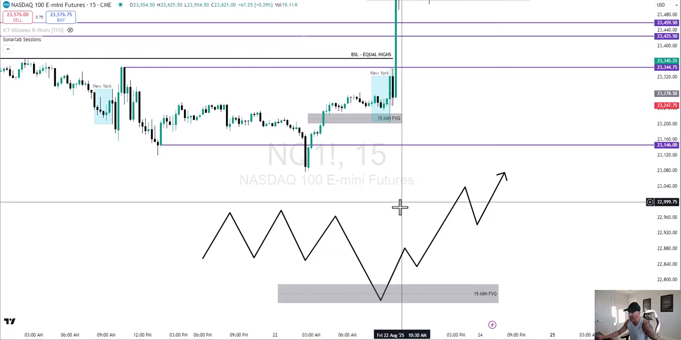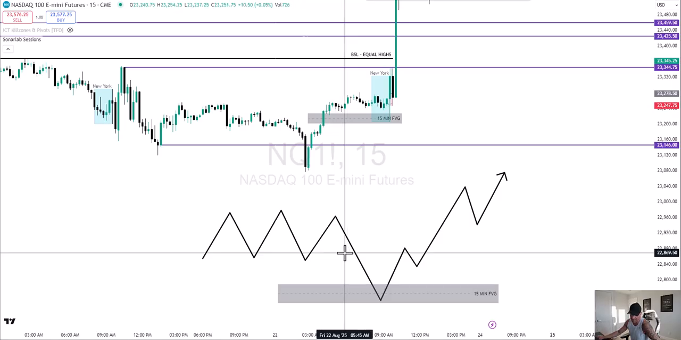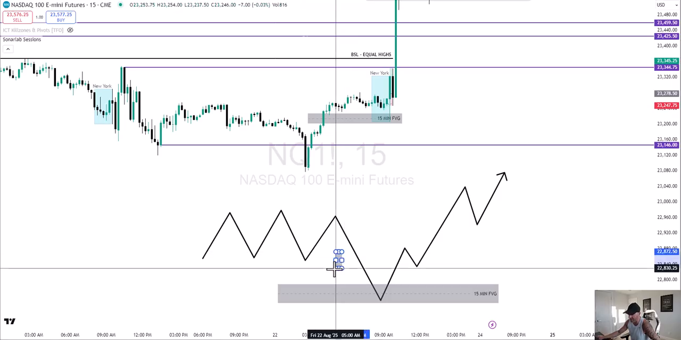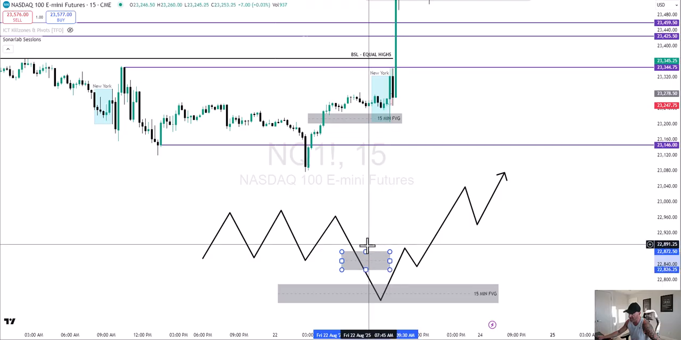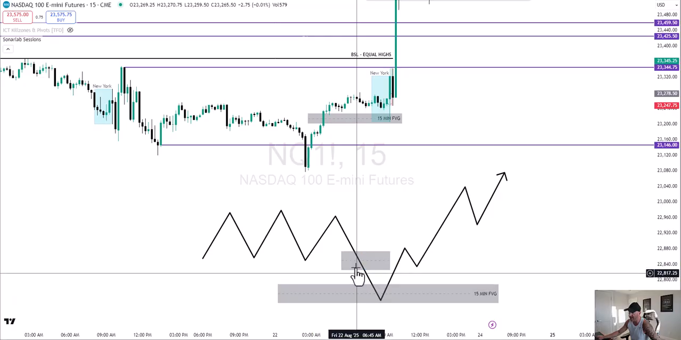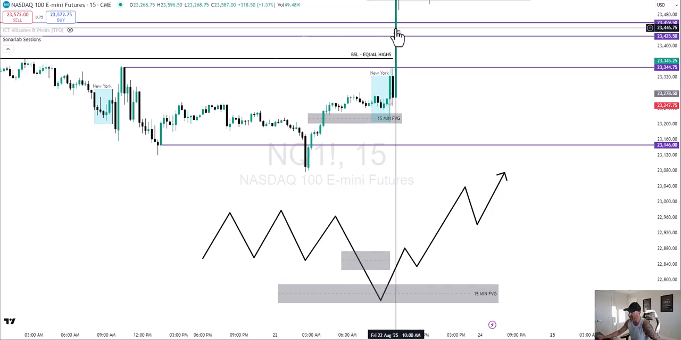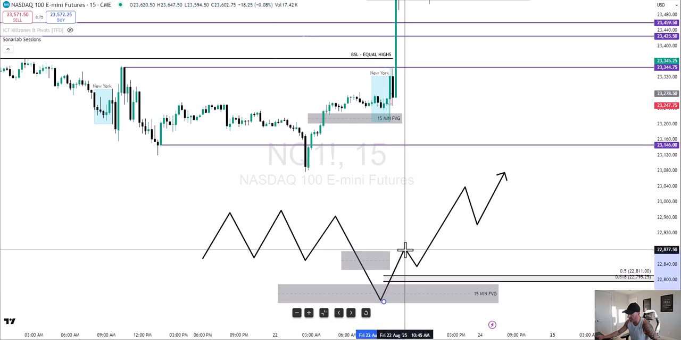Now, how do we take the entry? Well, we want to see some type of inversion play, which would be a change in state of delivery, or a retrace back to discount and a fair value gap. So when price inverses the fair value gap that caused the manipulation leg, that's where we want to enter, or we want to enter on some type of retracement back to discount.